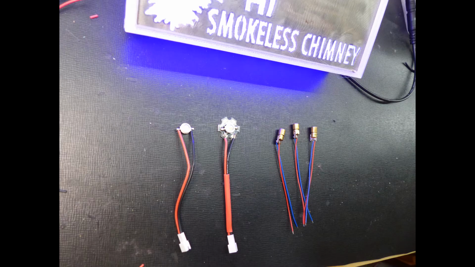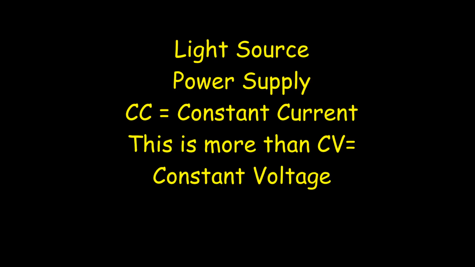These are light sources. The two on the left are LEDs. The three on the right are diode lasers. To energize these light sources, you need a very stable power supply. We found that using a constant current power supply is better than a constant voltage power supply.